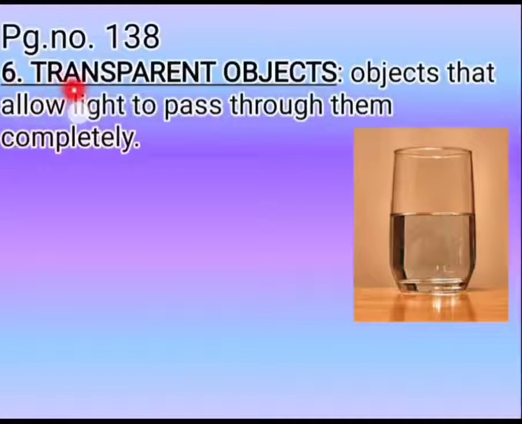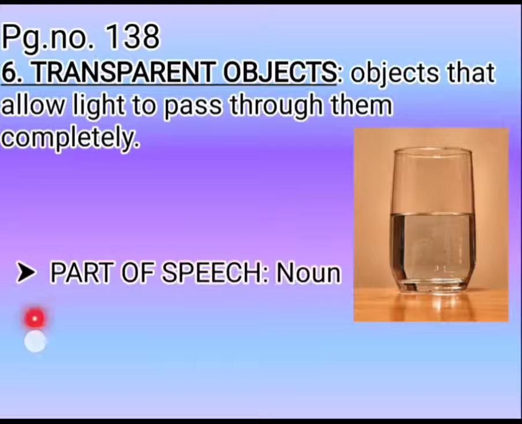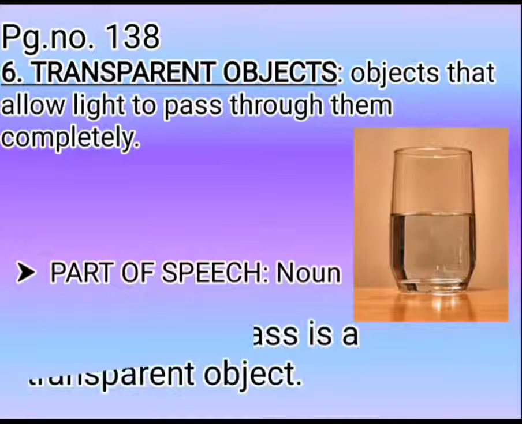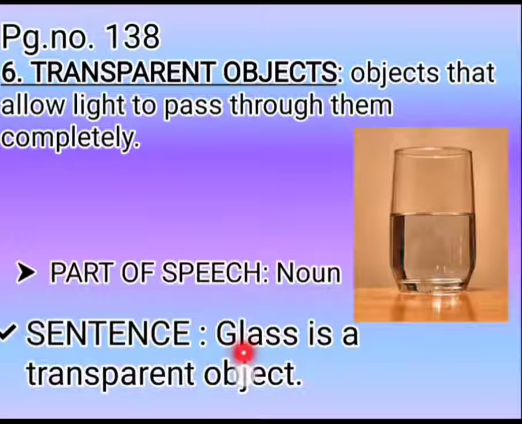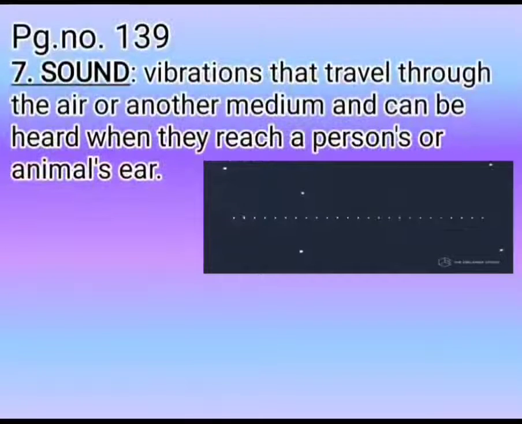Moving to the next word. Next word is transparent objects, meaning objects that allow light to pass through them completely. Transparent object is a noun. Sentence: glass is a transparent object.